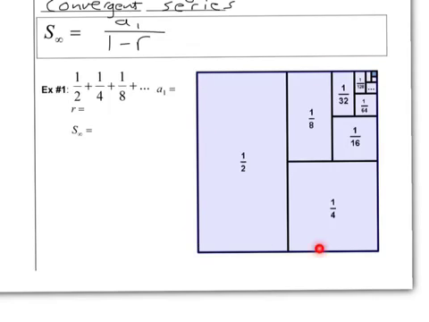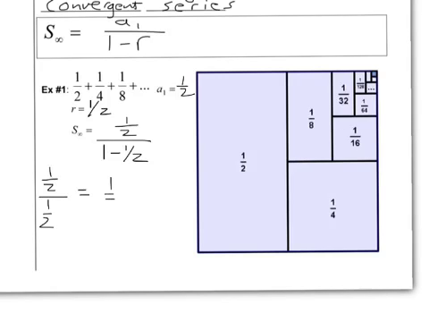I mean, it looks like it's going to add up to just one whole block, right? If this is a half of a block, then this is a whole block. Well, let's see. If a sub 1 is 1/2, and the r value is also 1/2 because we're adding half of it every single time, then the sum of infinite terms is going to be the first term, 1/2, divided by 1 minus the r, which is also 1/2. Well, 1 minus 1/2 is a half. So what's a half divided by a half?